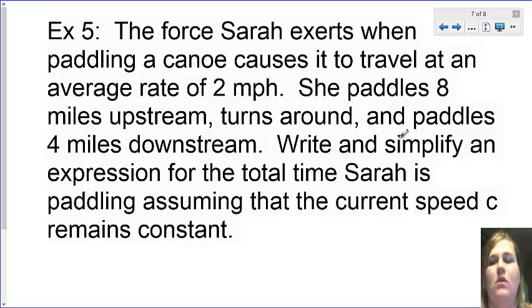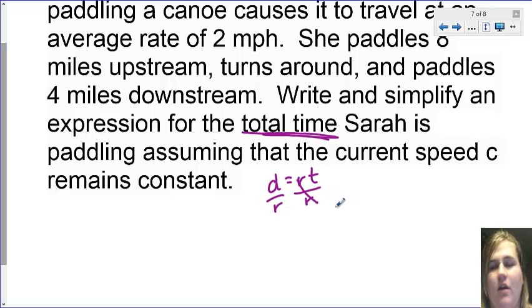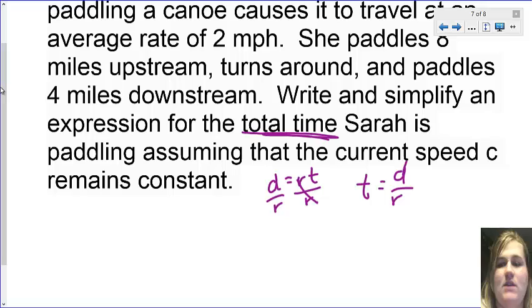What we have to realize here is that we're using distance, rate, and time. So that's always d equals rt. But in this case, it's wanting us to find the total time. So let's solve for t here. We're going to get t by itself by dividing by r on both sides, which gives me that t is equal to d over r.